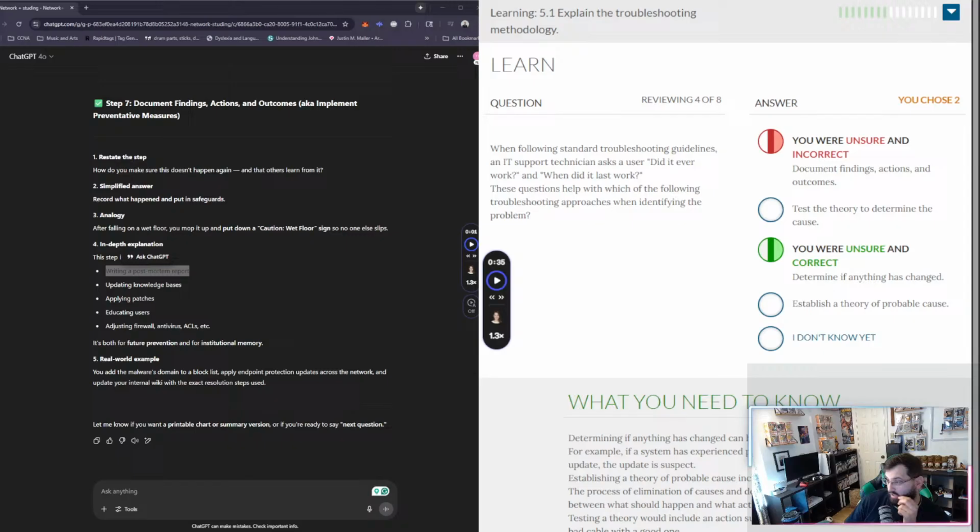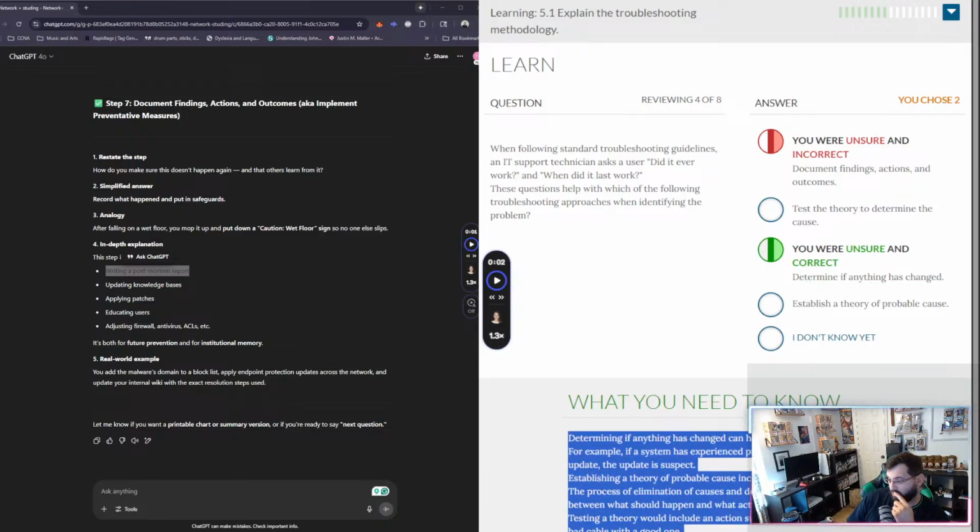Okay, so I thought it was documenting findings and actions, because it sounds like they're trying to gather information, but in reality, it's determining if anything has changed. Because we've done the work beforehand, it makes total sense why that is. Let's read and make sure where the other ones lie.